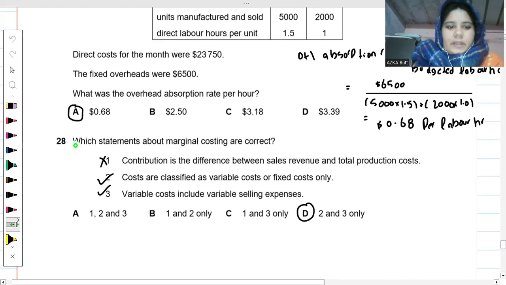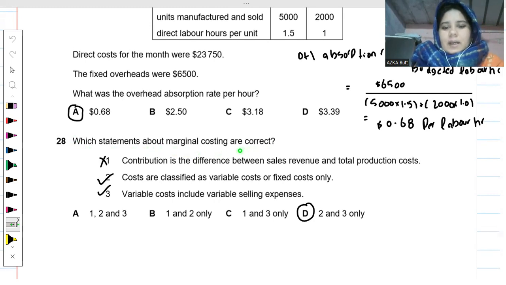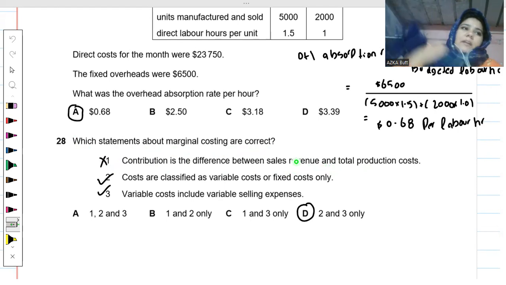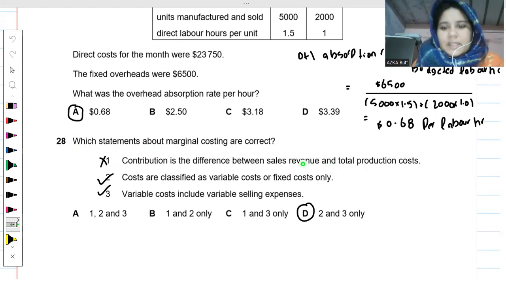Okay, so in question number 28, which statements about marginal costing are correct? In the first option, he says contribution is the difference between sales revenue and the total production cost. We know that in marginal costing, whenever we are trying to find a contribution, we have to deduct the variable cost from the sales, from the selling price. So basically, this would give us the contribution.